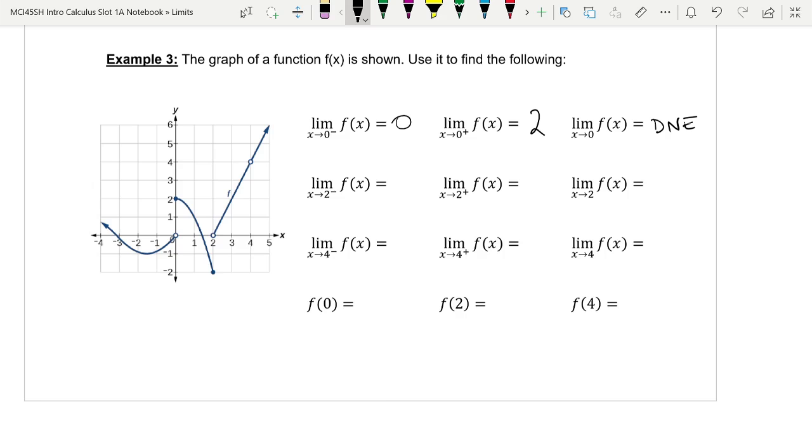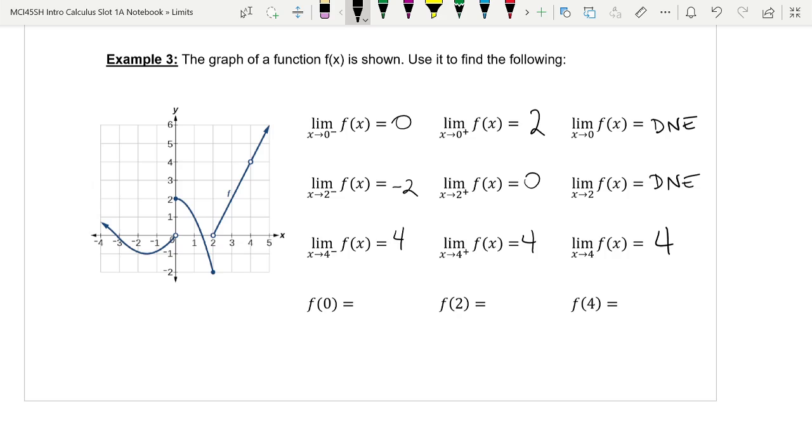All right, how about when x is 2? As we approach it from the left, it looks like we're heading towards -2. As we approach it from the right, it looks like we're heading towards 0. But once again, those are not the same numbers, so it does not exist. How about 4? As I approach x is 4 from the left, it looks like I'm heading towards y is 4. As I approach it from the right, I'm heading towards y is 4. So that limit is 4.